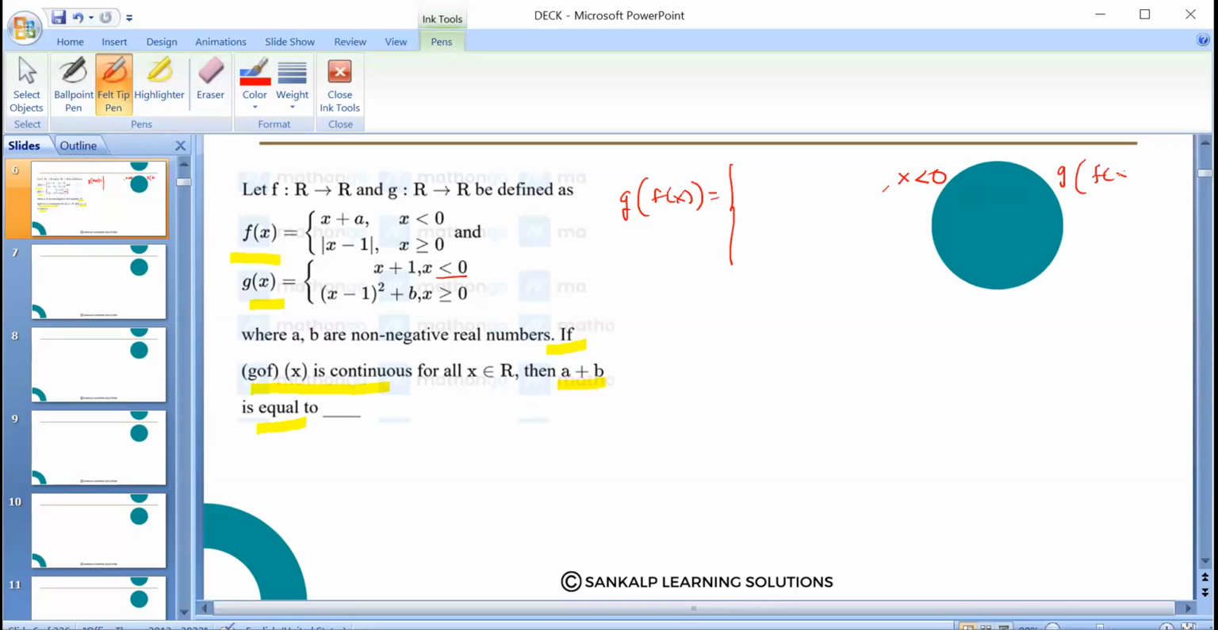g of f of x. Less than 0 means I will write f of x as x plus a. Less than 0 means x plus 1. So x plus a plus 1. So it's x plus a plus 1.